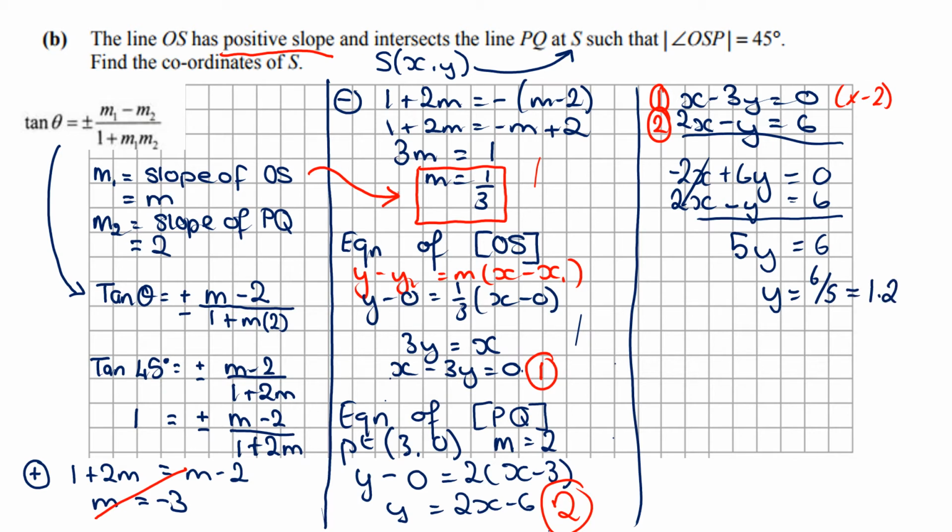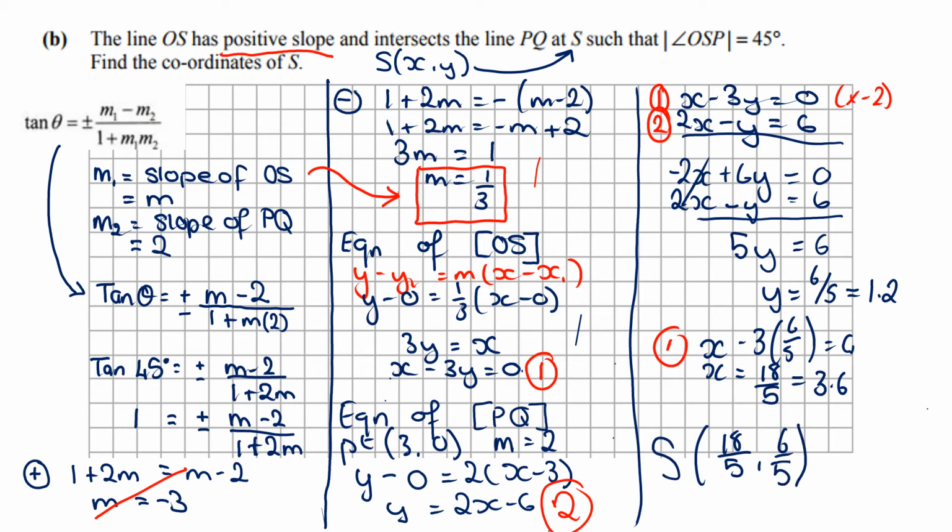So then to figure out what the x coordinate is, we can go back to equation 1 just because it's a little bit simpler. And we have x minus 3 times 6 over 5 is equal to 0. So x is equal to 18 over 5, or 3.6. So the coordinate here, 18 over 5, 6 over 5, that is the coordinate of S. So there's a lot to that question there.